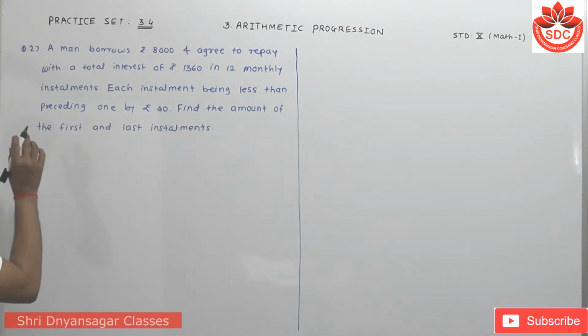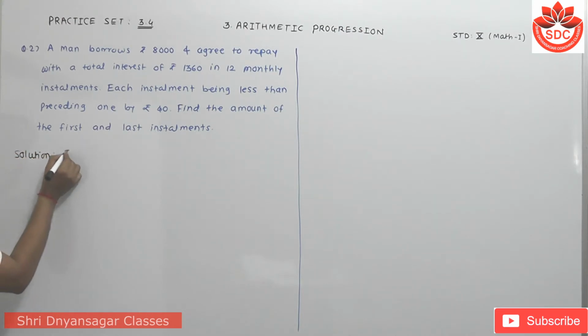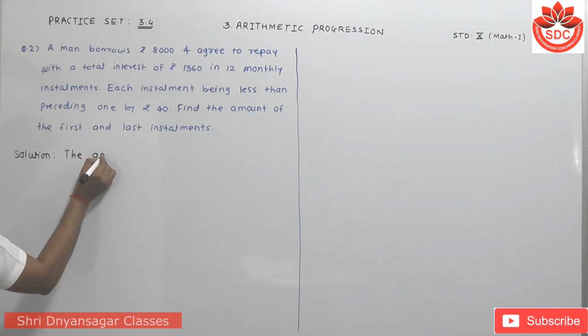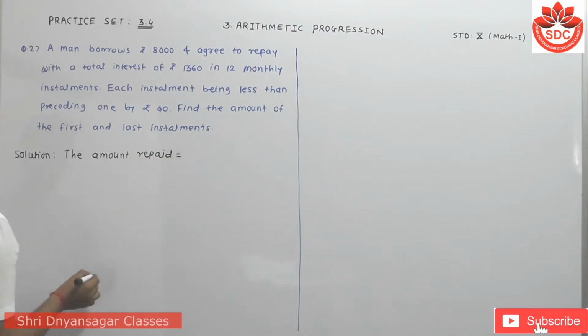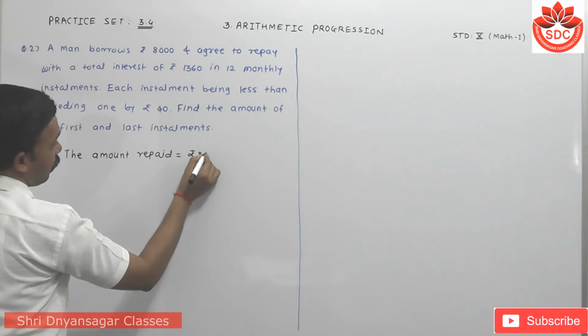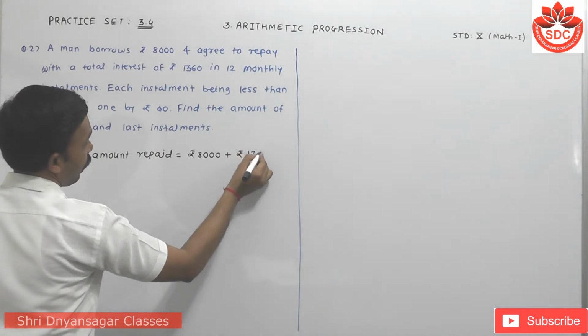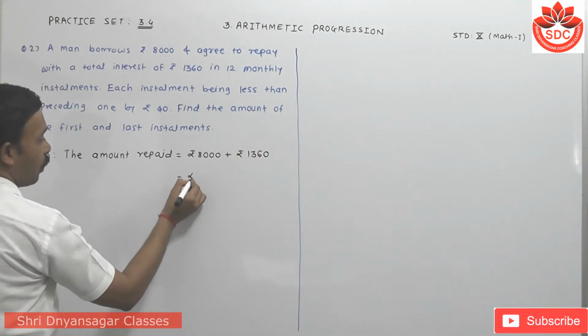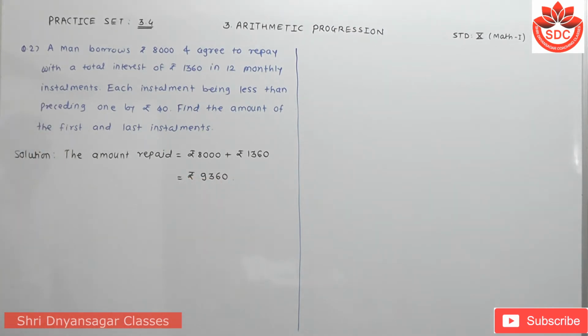Now students, here first we have to find the total amount repaid. The total amount repaid is equal to: he borrows rupees 8,000 and interest of rupees 1,360. Therefore, the total amount, when we add it, is 9,360 rupees. Okay. Here the number of installments is 12 monthly installments.